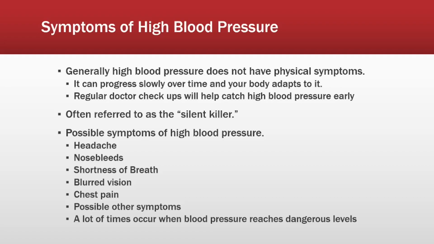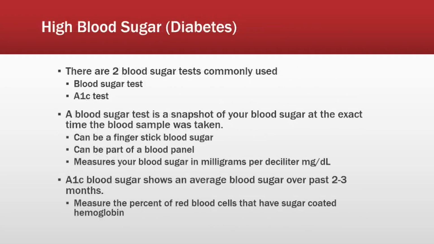This is where it gradually gets higher and higher over time. Your body adapts to it, so you won't necessarily get any symptoms because your body is adapting. So like it says here, a lot of times these symptoms do occur only when blood pressure reaches dangerous levels. And the dangerous levels, they don't happen over time. That's something that more than likely is going to happen very quickly. So that's why you're going to get the symptoms.